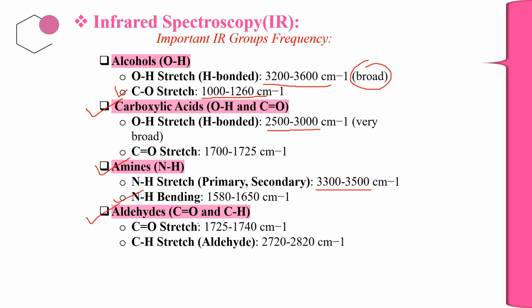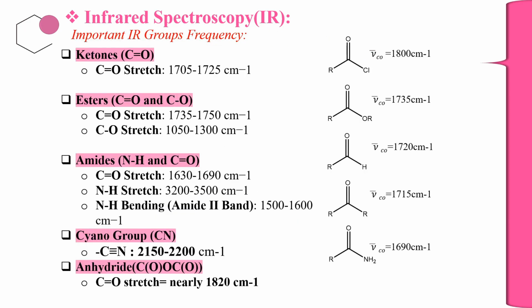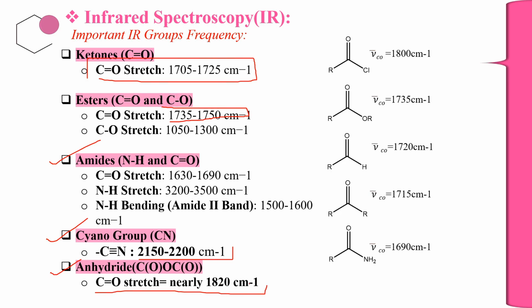In the case of aldehydes, which are very important, the C=O stretch is 1725 to 1740 centimeter inverse, and the CH stretch is not that important. Now we are talking about the different carbonyl functional groups. For ketone, it is 1705 to 1725. Esters are a little bit higher. Similarly, you can check the amides also. The cyano group is in this region, and anhydride is much higher. Its C=O stretch is nearly 1820 centimeter inverse.